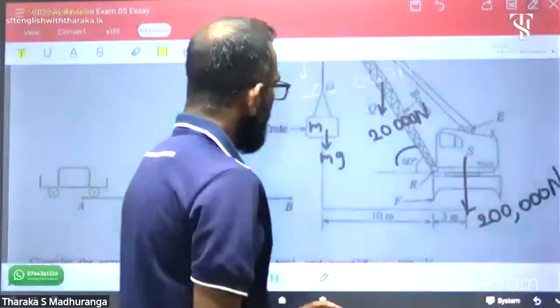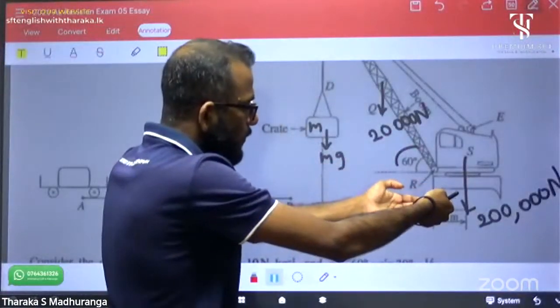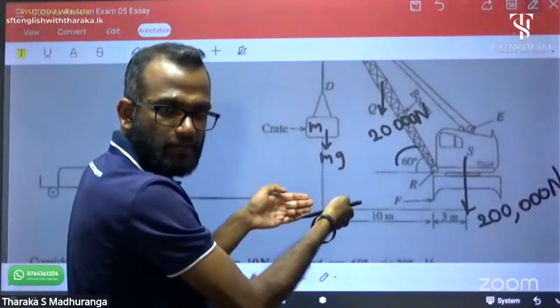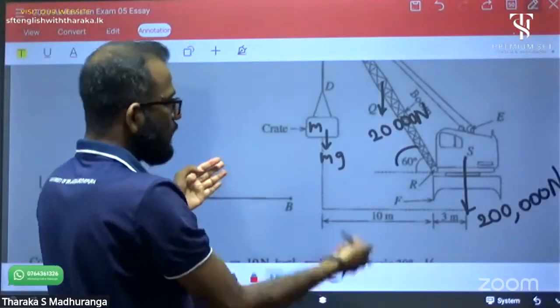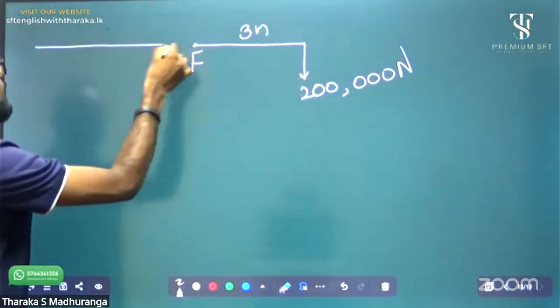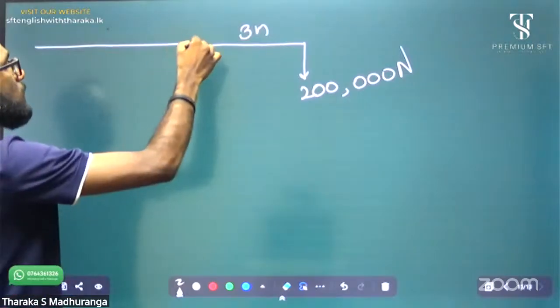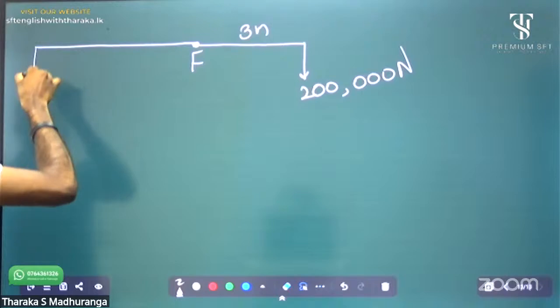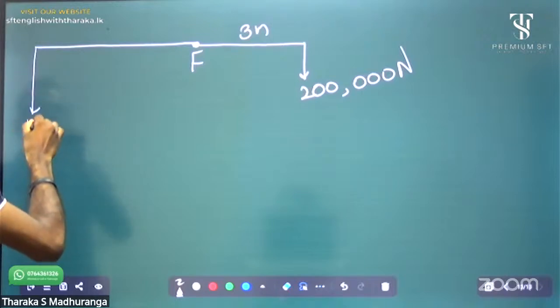Right? And on the left side from the F point, there is 10 meters up to mg. It's 10 meters, and the force is mg.